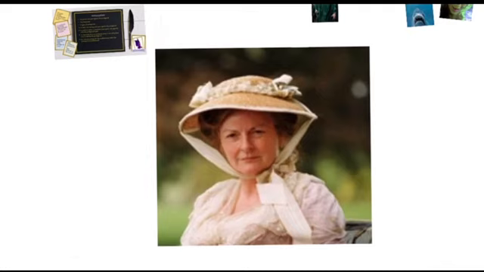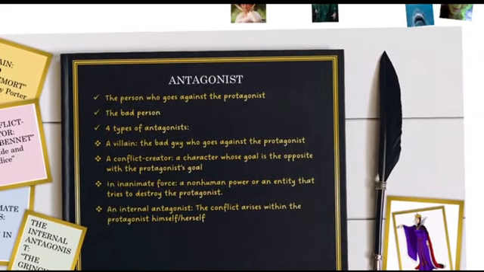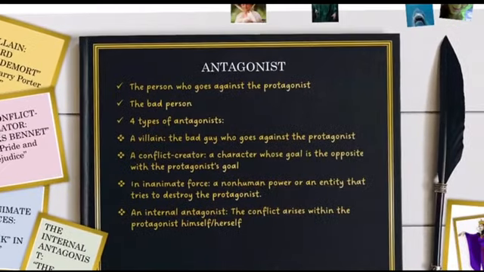The third type of antagonist is known as an inanimate force. So let's take a look what is an inanimate force. This type of antagonist is not a human. It can be an animal, a supernatural, or an entity like the character, the shark in the movie Jaws.